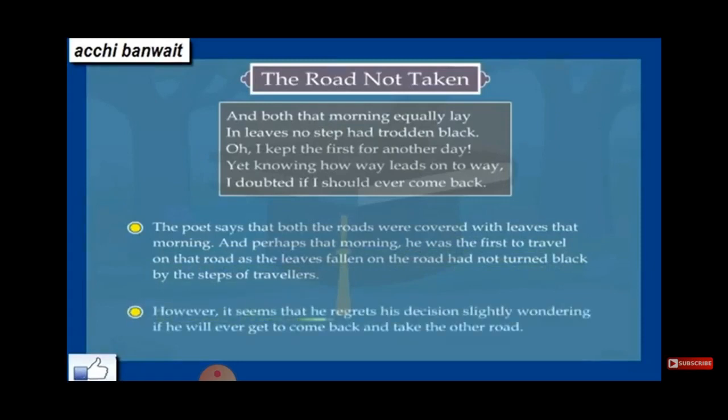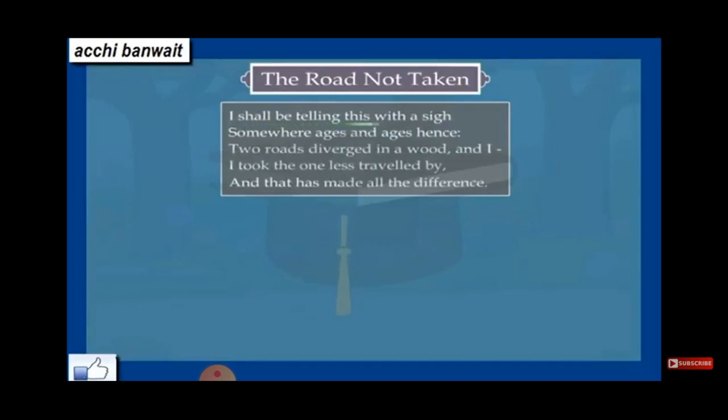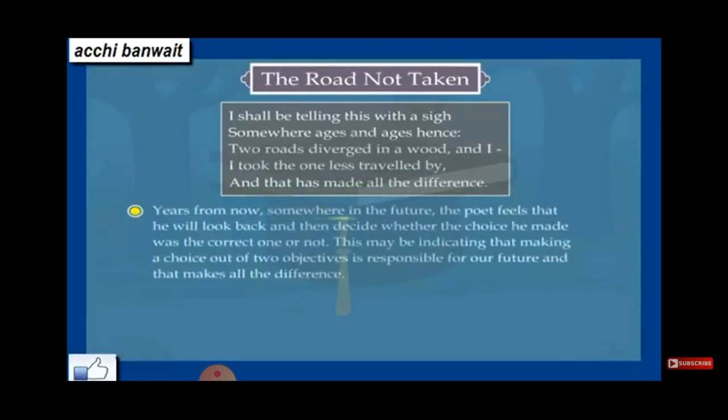However, it seems that he regrets his decision, slightly wondering if he will ever get to come back and take the other road. I shall be telling this with a sigh, somewhere ages and ages hence. Two roads diverged in a wood, and I took the one less traveled by, and that has made all the difference. Years from now, somewhere in the future, the poet feels that he will look back and then decide whether the choice he made was the correct one or not.